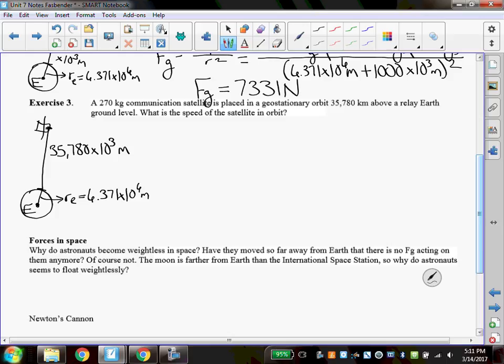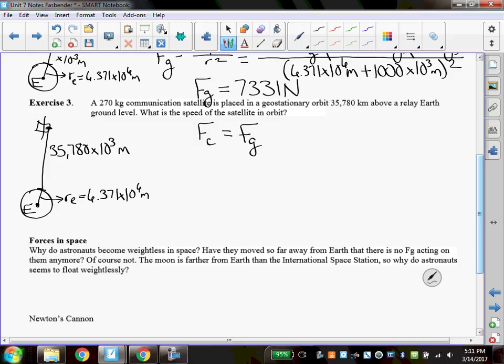Now we want to know the speed of the satellite, so that says to us we're probably going to want to use mv squared over r. Since we know that mv squared over r is a way to calculate Fc, we've got to think about what is the force that is making us move in a circle. Well, it's just the force of gravity. It's the only thing out there.